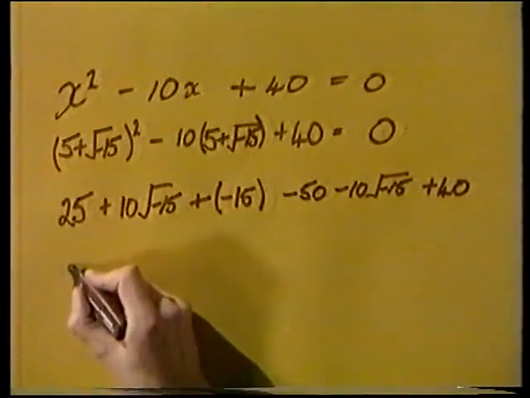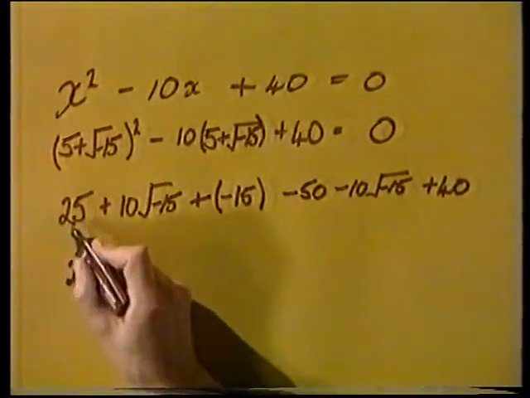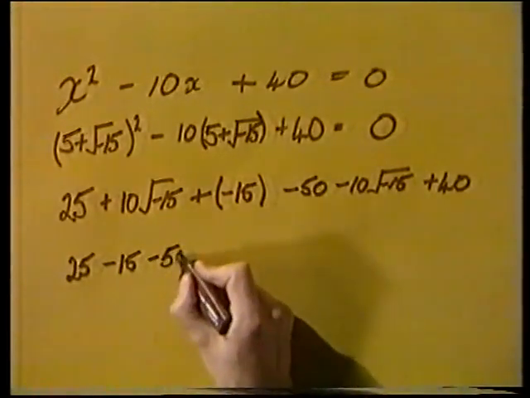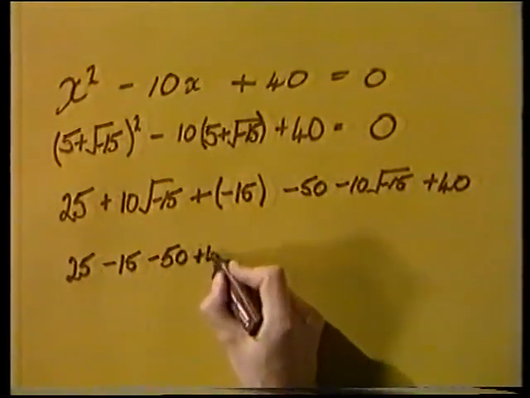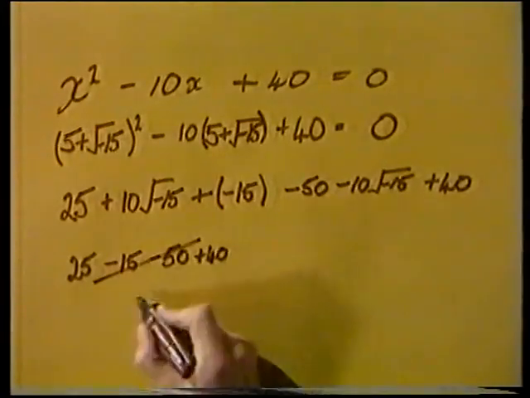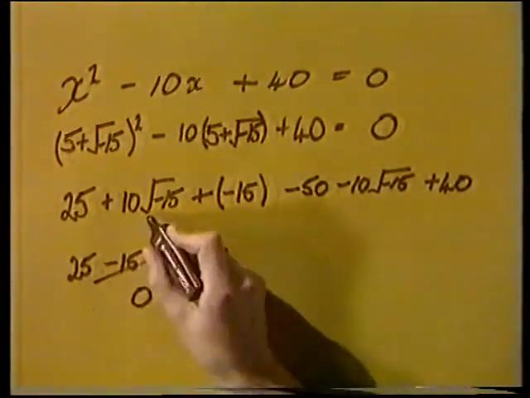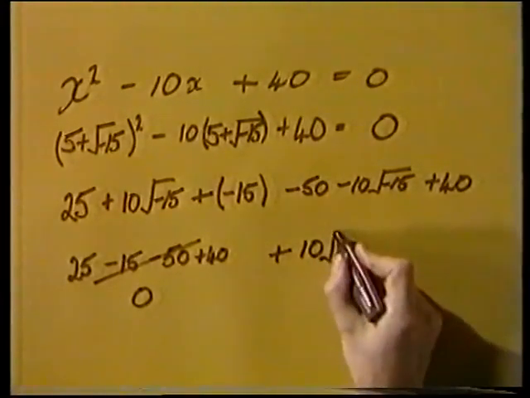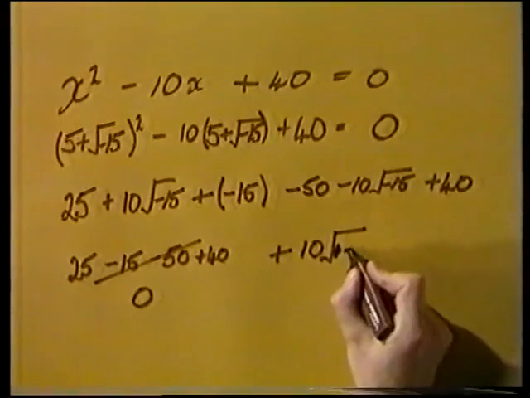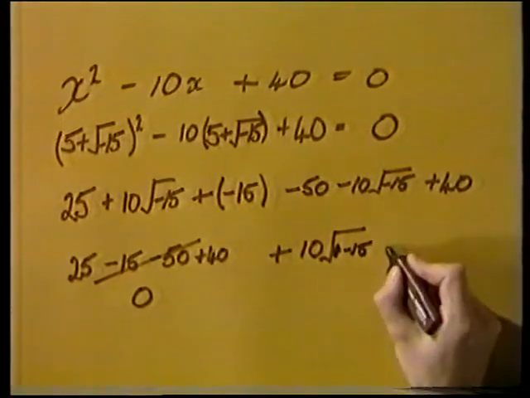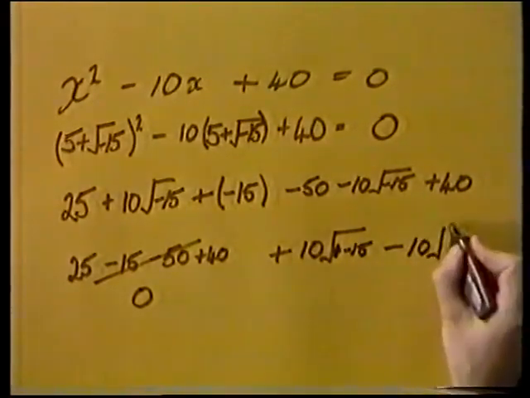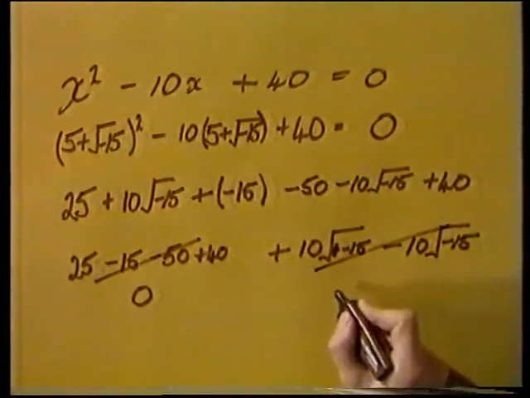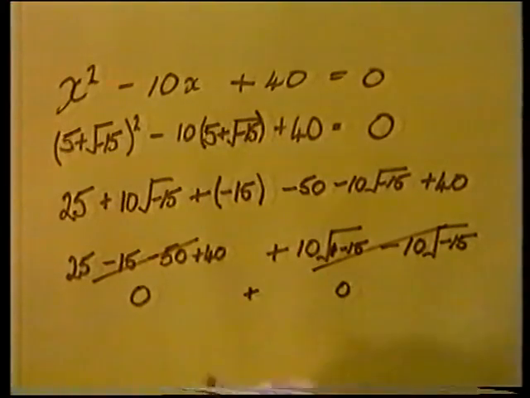So what have I got? I've got 4 terms I understand: 25, the minus 15, the minus 50, and the plus 40 at the end. And they add up to 0, so that's okay. And then the 2 terms I don't. Plus 10 lots of, whoops, the root of minus 15. Must be careful with these things. Minus 10 of the root minus 15. Well, 10 minus 10 of anything is 0, so these 2 add up to 0.